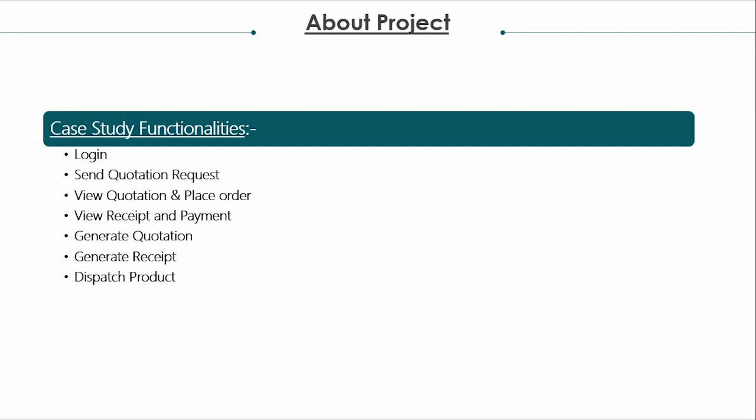Okay, same thing if we go from the vendor side, then he has three options. First one is generate quotation, from where he can decide whether the quotation needs to be approved or declined. Then once he has decided whether the quotation should be approved or declined, he can generate the receipt. So the second option is for generating the receipt. And once the customer has placed the order, then we have one option for dispatching the product. So this is how our application will go.